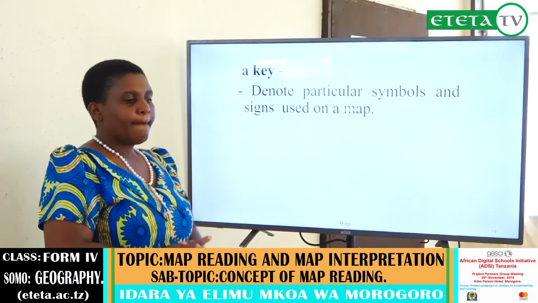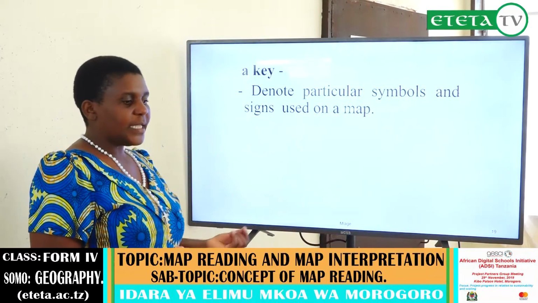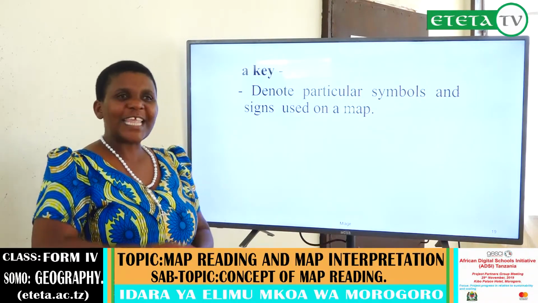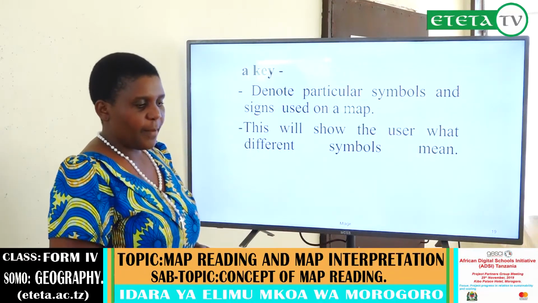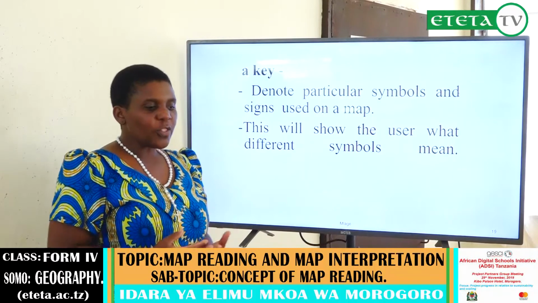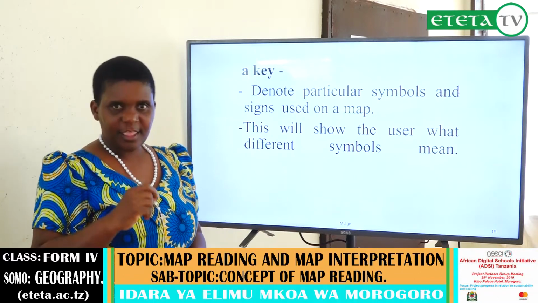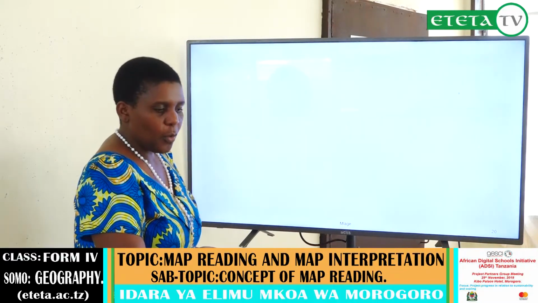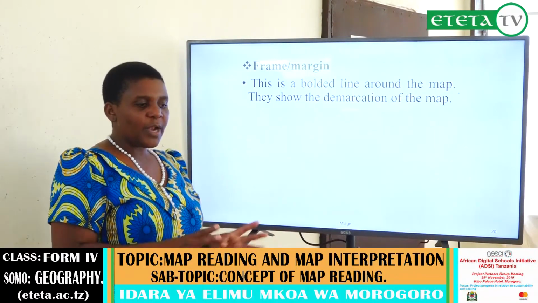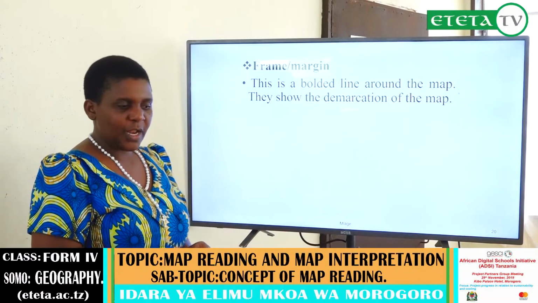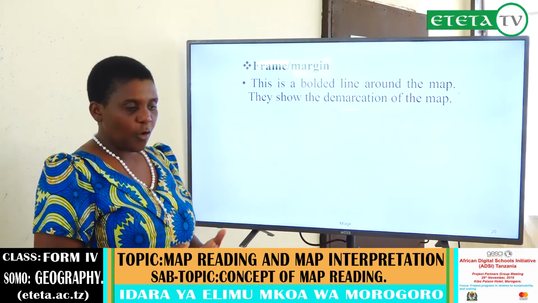A key is important, as I told you, that it denotes particular symbols. It explains particular symbols and signs used on the map. It shows the users what different symbols mean. It defines symbols and signs used on the map. Frame or margin, as I said, this is the bordered line. I showed you the bordered line around the map. They show the demarcation of the map.